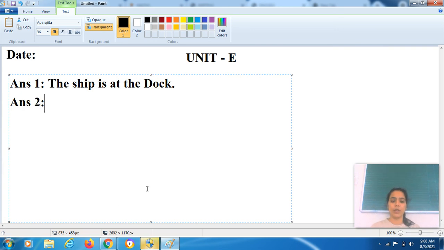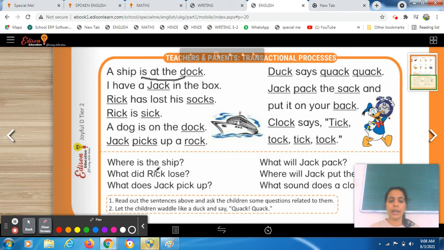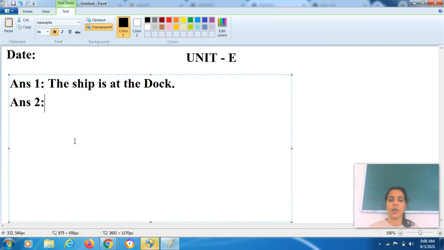Okay, so let's read our answer, question 2. What did Rick lose? Rick has lost his socks. What did he lose? Socks. Okay, so we will write our answer from here. Rick has lost his socks. So that is our answer, and we will write it over here.